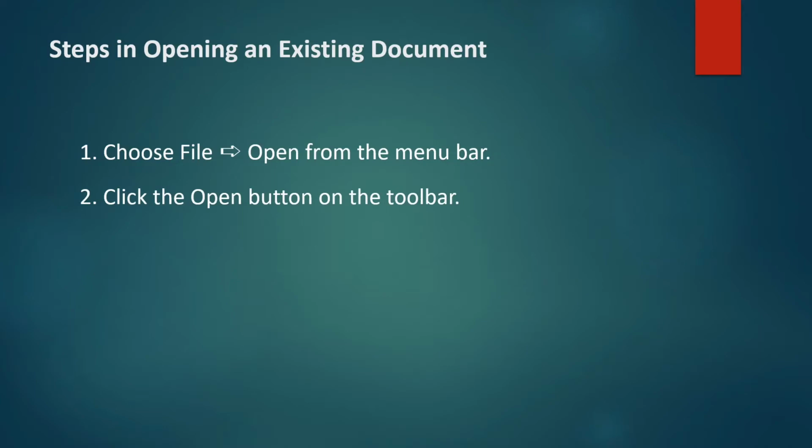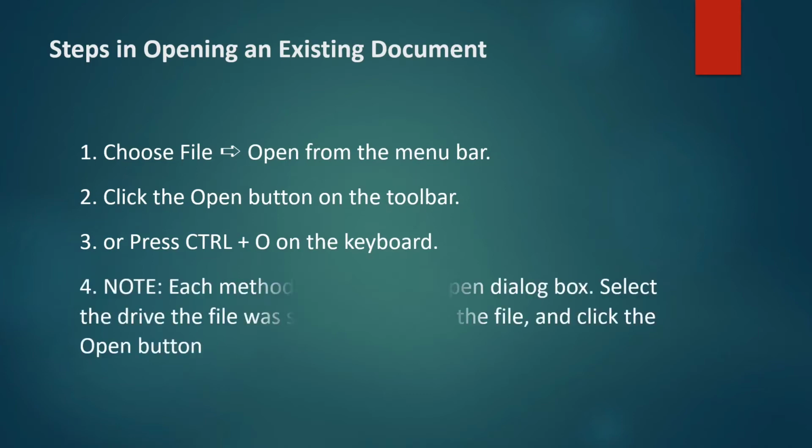Steps in opening an existing document. Choose File and then select Open from the menu bar. Click Open button on the menu bar. Or press Ctrl O on the keyboard. So you have the option if you want to select Open button on the toolbar or just press Ctrl O on your keyboard. Note, each method will show open dialog box.